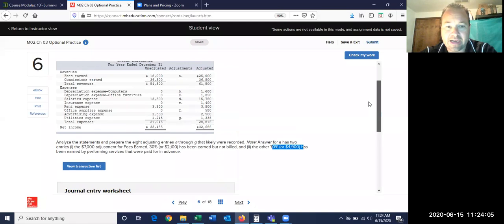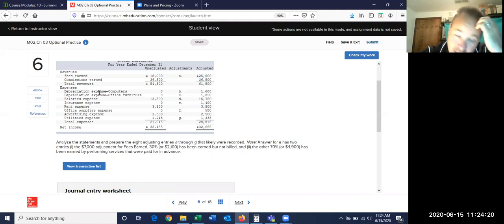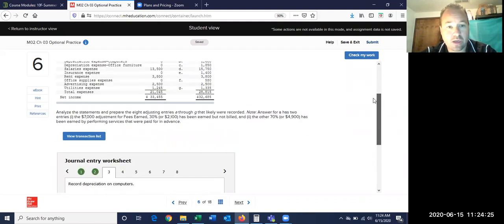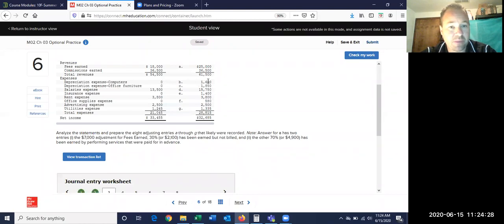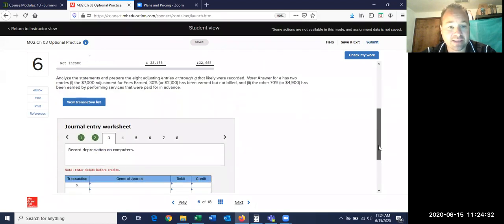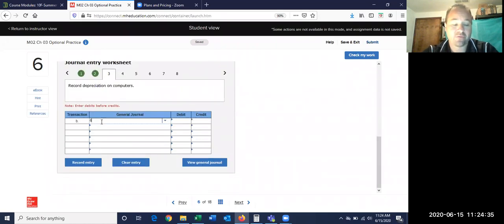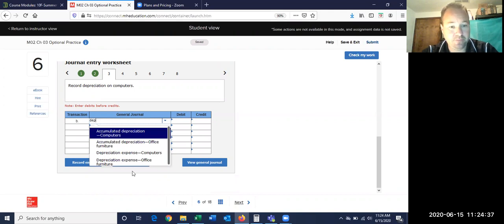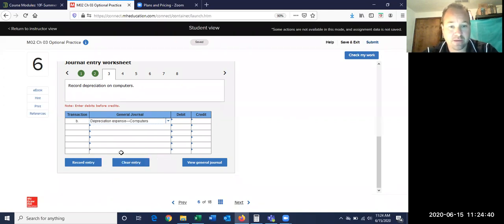B and C are going to look identical or almost identical. The only difference is this isn't common. Usually when you're looking at an income statement, the depreciation expenses are combined into one expense. There's no need to separate out the two of them, but for this problem, they do have you do that. So we're just going to do B all by itself. And B, it says we went from 0 to 1,600. So it only makes sense that we need to do a debit for depreciation expense for the computers for 1,600.